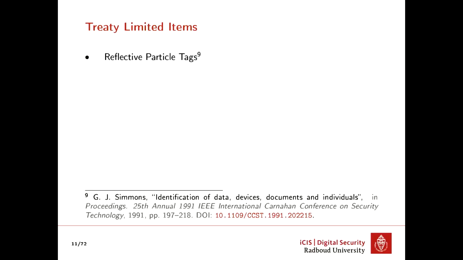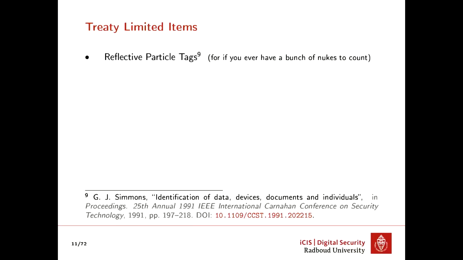Then finally, those treaty limited items, the reflective particle tags. You basically affix such a tag to the surface of a treaty limited item. Then you cure them with ultraviolet light so that you turn it into a glass-like substance, which makes it tamper evident. If I try to take it off, the glass breaks. And it also preserves the particle orientation. And then you put a laser onto it, you look at the reflective pattern, and you have your identifier. So if you ever have a bunch of nukes to count, that might be interesting.